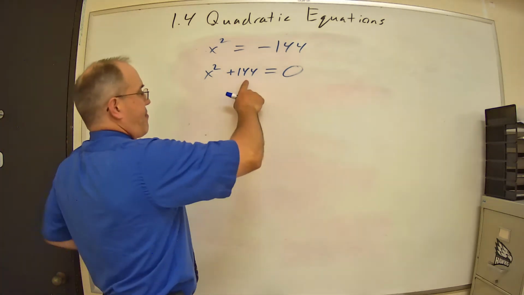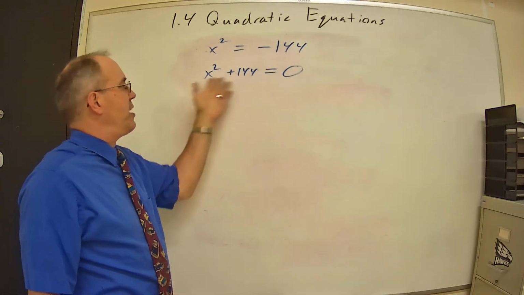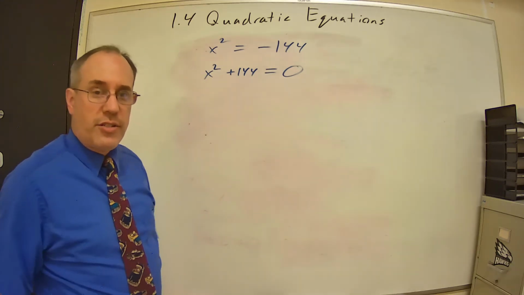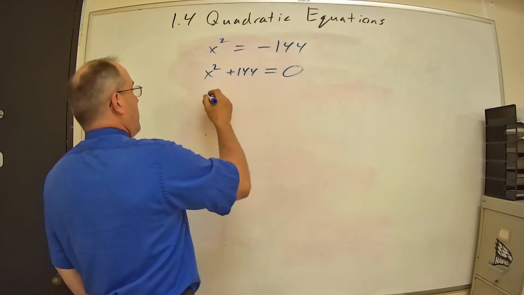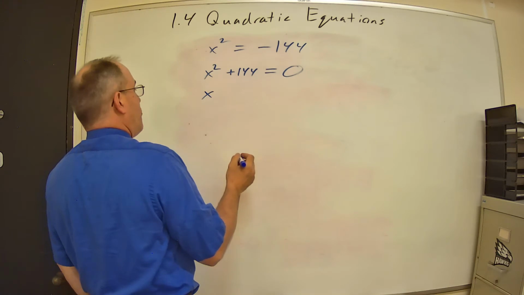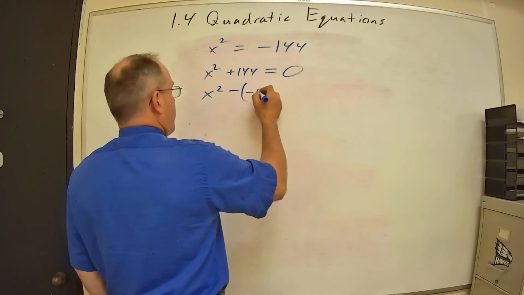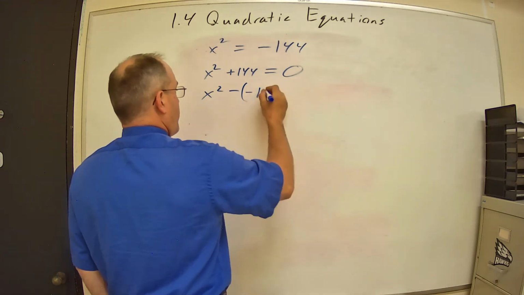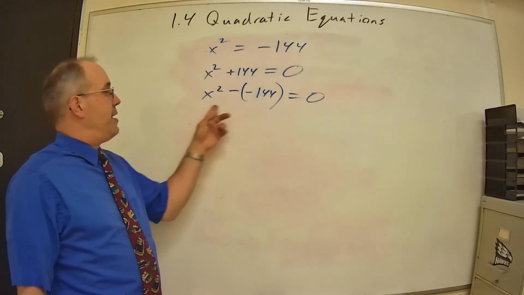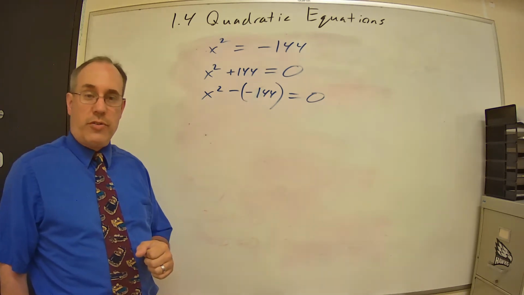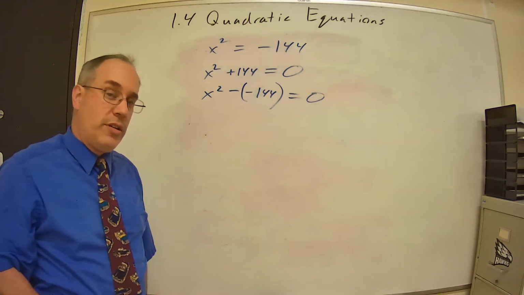Well, that's fine, but do we know of a way that we can factor this? I do recognize something. I recognize that if I make x squared, and then I make this minus negative 144, try to get my pen to write 144, sometimes it has a mind of its own, is equal to 0. Now I can treat this as a difference of squares. Well, we know that 144 is a perfect square.